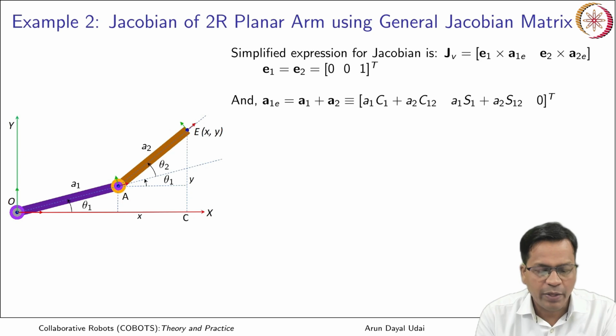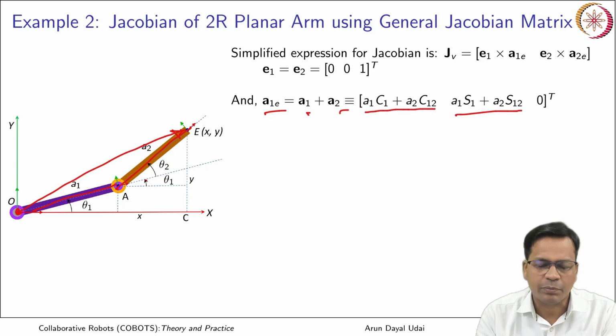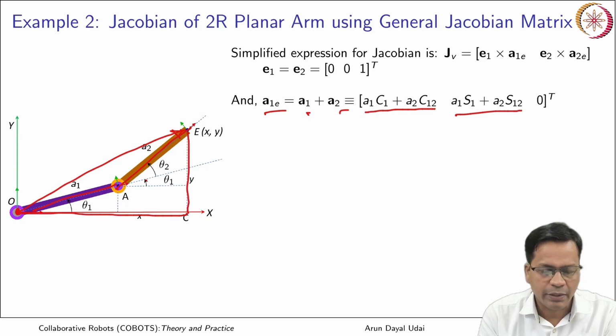A1E, that is frame 1 to end effector. So that is equal to A1 vector plus A2 vector. Okay, and that can be quickly written as this. This is using trigonometric projection, you can write it. So it is basically this and this. This is first component, this is second component. Okay, and along z it is equal to 0.